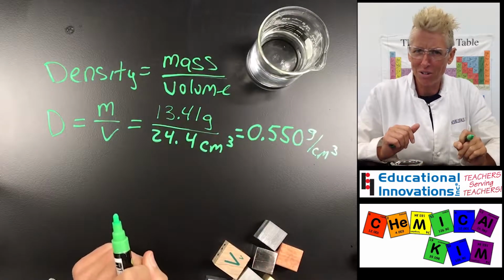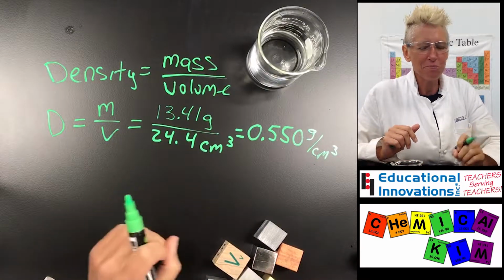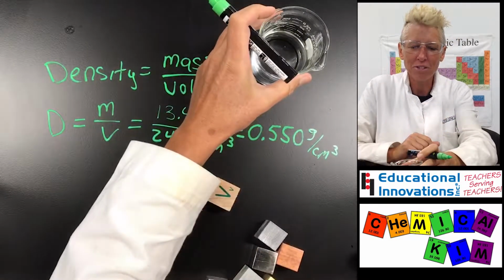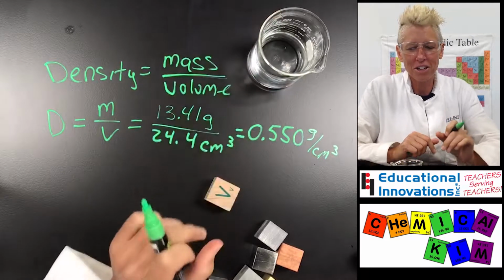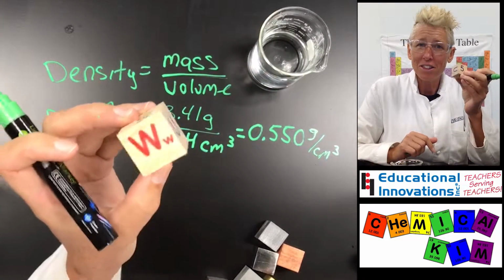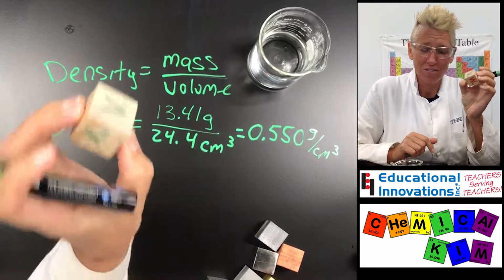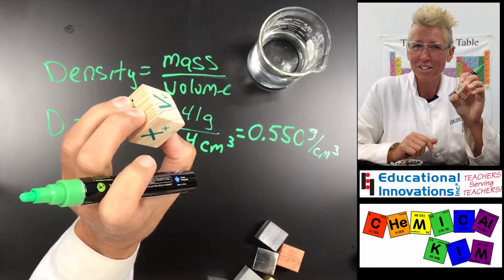That's really low. Why do I say that's really low? Well, in comparison to the density of water, and that's why I have a beaker of water right here, the density of water is 1. This is 0.550 based on my calculation.